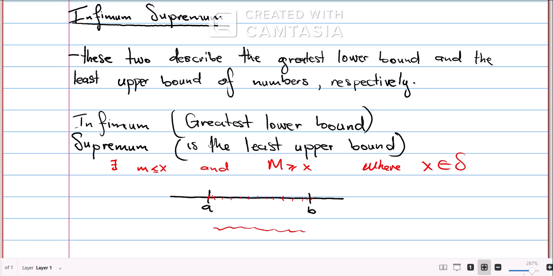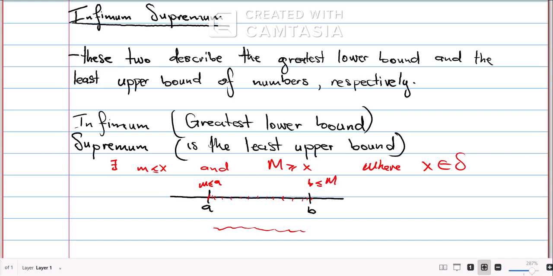Now there is a lower bound which is less or equal to x. So here, to be specific, it is less or equal to a. So the lower bound is less or equal to a. Then the upper bound is greater or equal to b. So this is the upper bound.